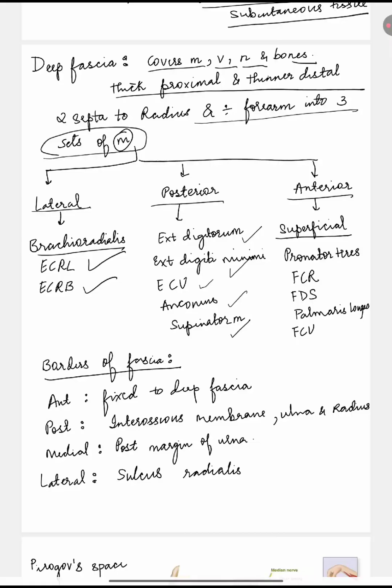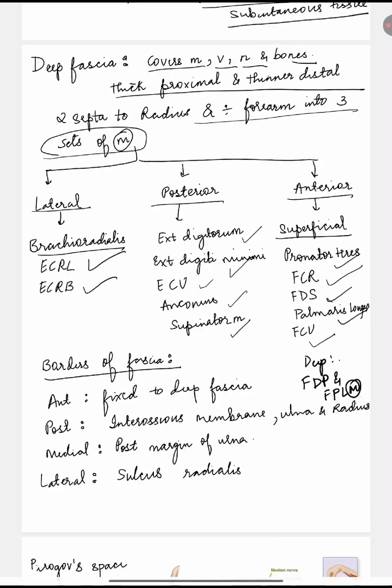And anteriorly, there are superficial muscles, which are pronator teres, flexor carpi radialis, flexor digitorum superficialis, palmaris longus and flexor carpi ulnaris. These are superficial. There are also deep muscles. Deep muscles are flexor digitorum profundus and flexor pollicis longus muscle.